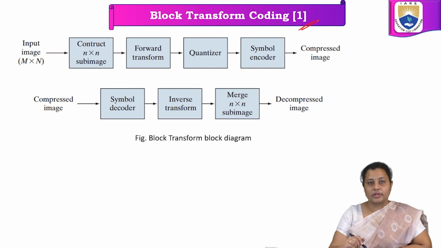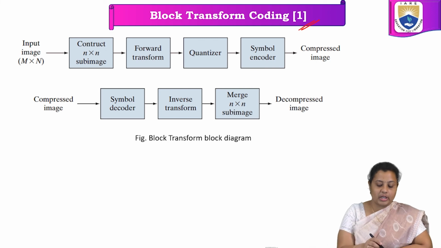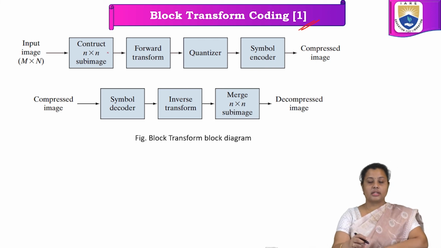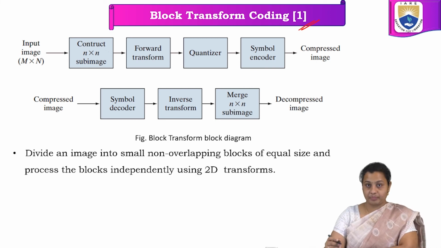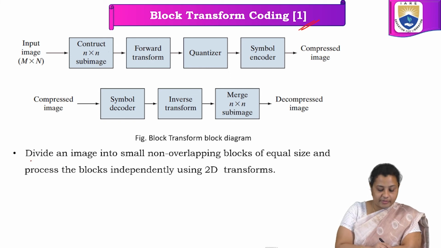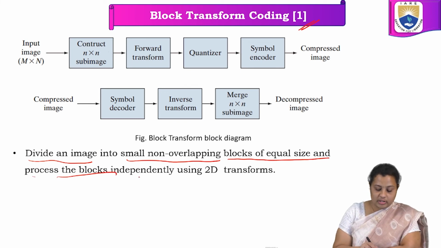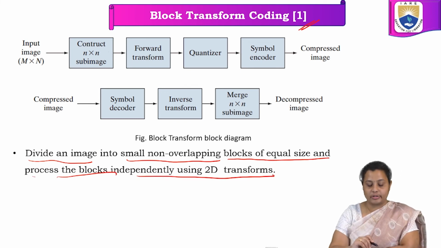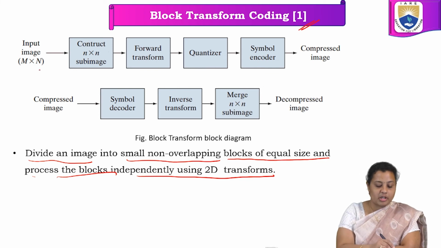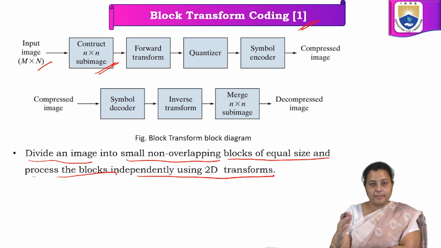In block transform coding, we construct n cross n sub images. We divide an image into small non-overlapping blocks of equal size and process the blocks independently using 2D transforms. So we have an image of m cross m, and we divide it into many sub images of size n cross n.